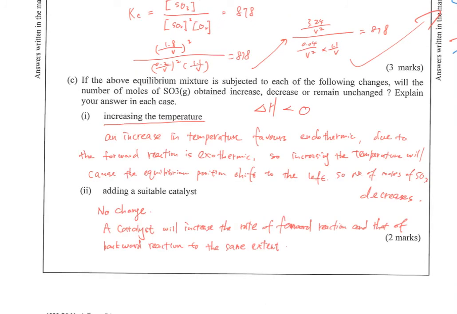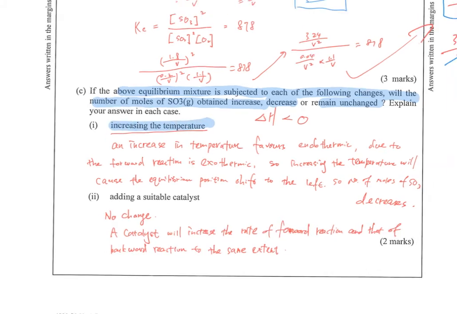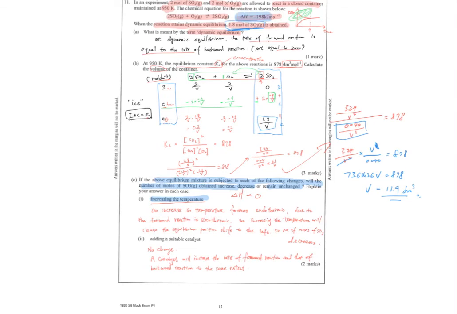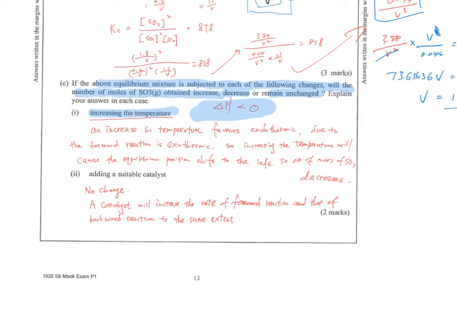Okay, let's see part C. If the above equilibrium mixture is subject to each of the following changes, will the number of moles of SO3 obtained increase, decrease, or remain unchanged? First, increase the temperature. We can check the reaction. The delta H is related to the enthalpy change. If the delta H here is negative 198 kJ per mole, that means delta H is smaller than 0, so it's an exothermic reaction.